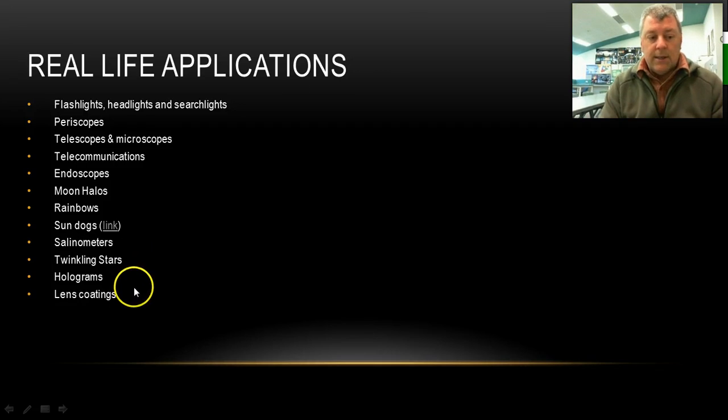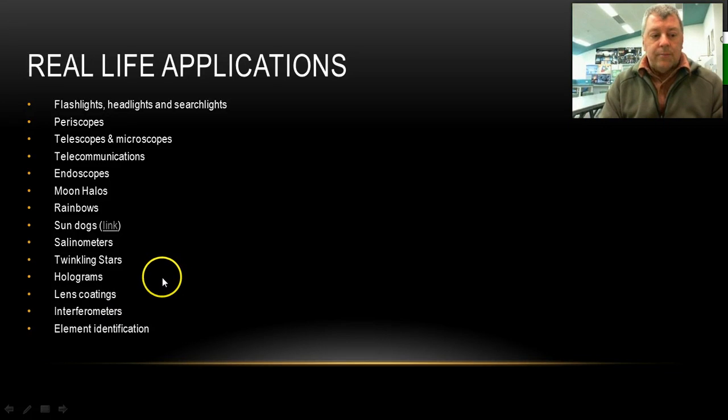Lens coatings, if you've got glasses, you can have some coatings that actually help you get rid of glare. Some photographic lenses also use lens coatings. Interferometers, they are also used for measuring concentrations in solutions. Element identification, we can use that if you heat up any element, you can get light from it, and you can identify what it is from the electron orbitals. And crystal identification, remember we talked about X-ray diffraction.